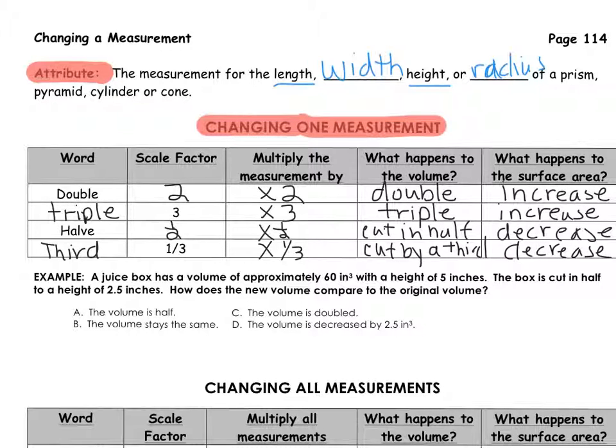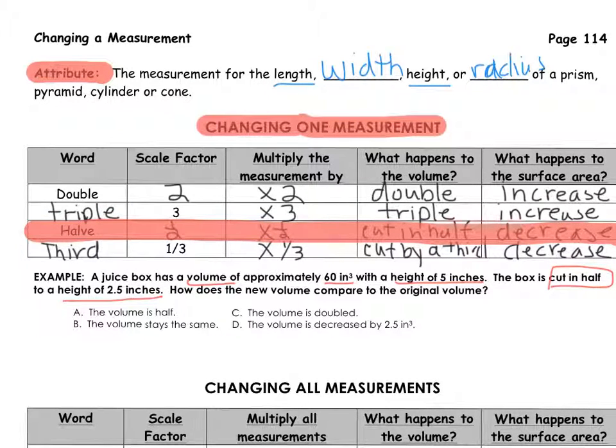Now we're going to read our example. It says a juice box has a volume of approximately 60 inches cubed with a height of 5 inches. The box is cut in half to a height of 2.5 inches. So they're changing one measurement. How does the new volume compare to the original volume? Well, remember, if you are cutting one measurement in half, then your total volume is going to be cut in half. So our answer is going to be A.